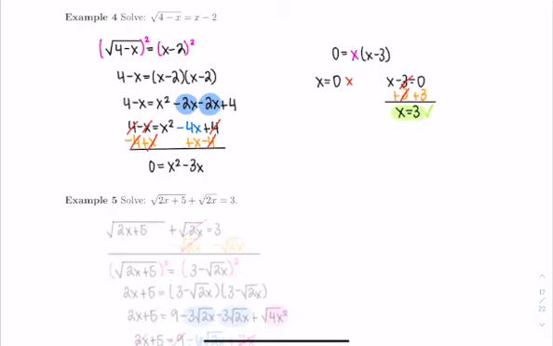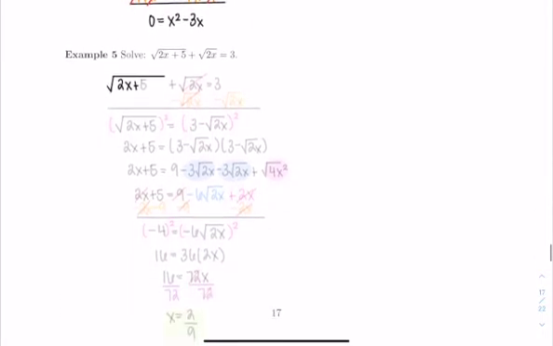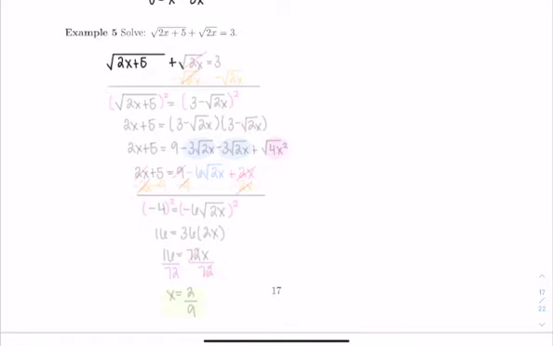And let's try one with 2 radicals involved. The first thing that we want to do is we are going to isolate one of the radicals on one side. It does not matter which one it is, as long as one of them is isolated. So we have the square root of 2x plus 5 plus the square root of 2x equals 3. I'm going to isolate the square root of 2x plus 5, so I'm going to subtract the square root of 2x from both sides.